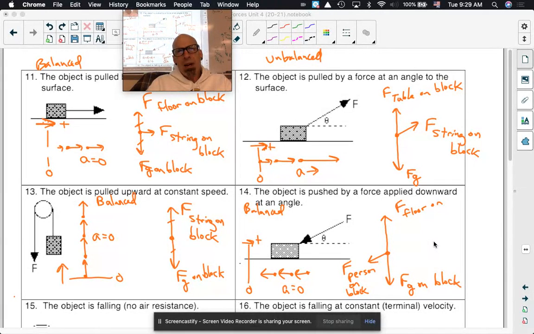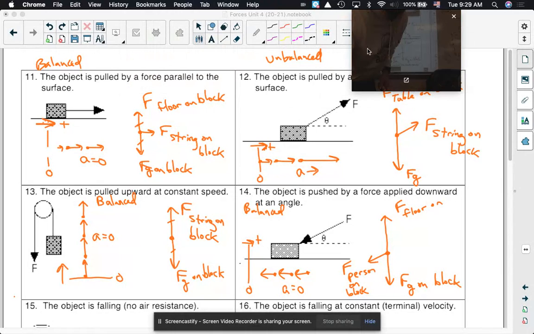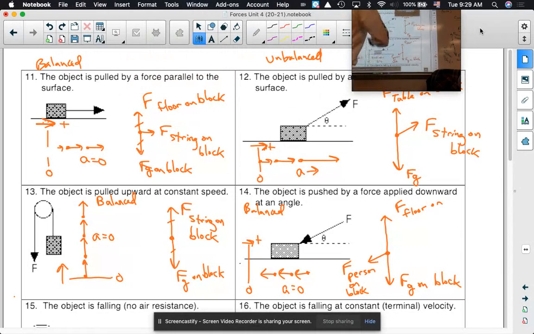So I want you to just think about that. Let me fix this motion map. That's bothering me. Oh gosh, now I've got to get my pen back. Oh, this was supposed to save time.